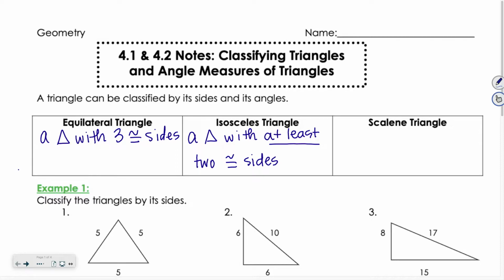Now, when I'm asking you to classify it, I want its most specific name. So I'm not going to write mammal, I'm going to write dog. Or if it's a dog, I might write German Shepherd or whatever. I want the most specific name. So when I classify, even though an equilateral triangle is technically isosceles, we're going to write equilateral if that's what it is. Okay, and then scalene has no congruent sides.